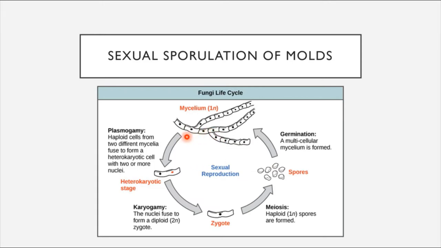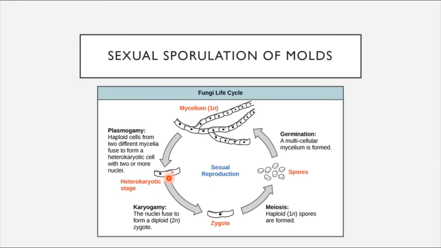But what can happen is when two molds get together, they can perform plasmogamy, which is where these haploid or half genetic information cells will fuse from two different mycelia. And that's designated here by showing you two different colors of nuclei. We've got the little red nucleus here from one mold, and we have a little black nucleus here from the other one, fused into a single cell.